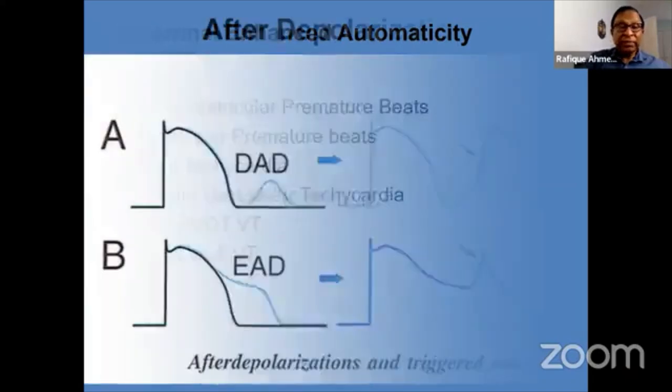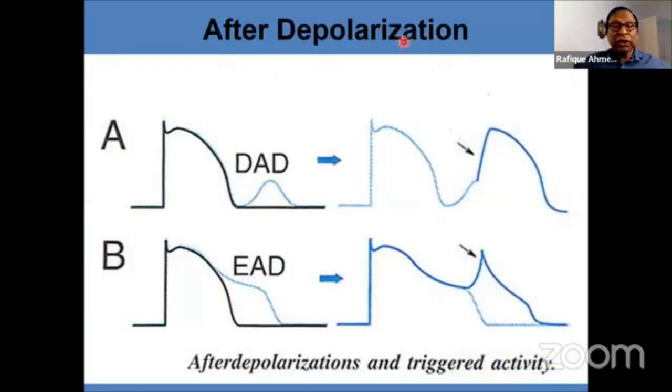And afterdepolarization: this is the action potential. For some reason, we can have a delayed afterpotential. If this delayed afterpotential is big enough, it can trigger another stimulus, and that will cause tachycardia. Delayed afterdepolarization is calcium dependent.